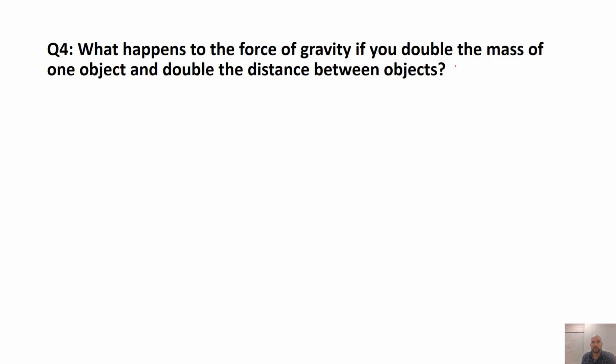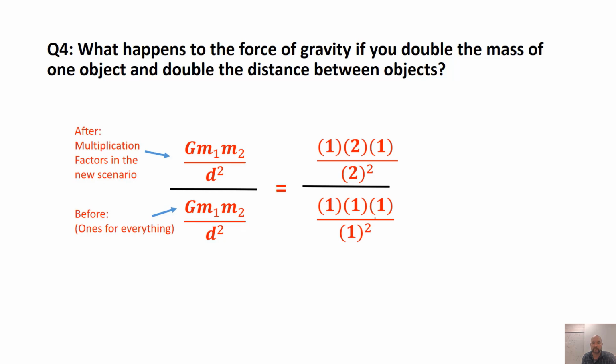What happens to the force of gravity when you double the mass of one object and double the distance between the objects? Once again, everything down the bottom is going to have 1s. Once you realize this is going to be a 1, you don't even have to worry about it in your calculations. We're just doing the top part. So we double the mass of one object, and we double the distance, still keeping that squared, and we get 2 over 4, which is now 1/2 times.